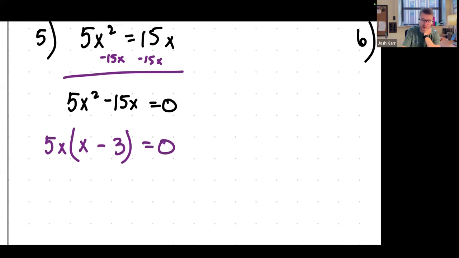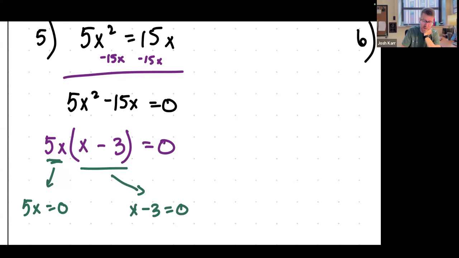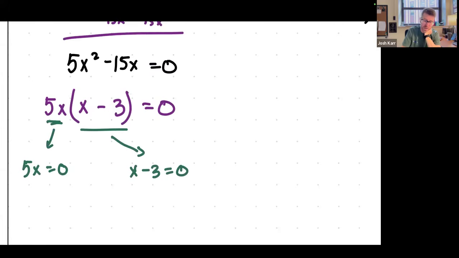Okay. 5x, can that portion equal 0? Yes, there is a value of x that we could plug in to make 0. And x minus 3, let's figure out what works for that as well. All right, finishing out, we divide by 5, we just get a 0. And add 3, we get a 3. And that makes sense, right? If we think about plugging in a 0 to what we were given in the first place, 0 times 5, 0 squared, 15 times 0, it all equals 0.